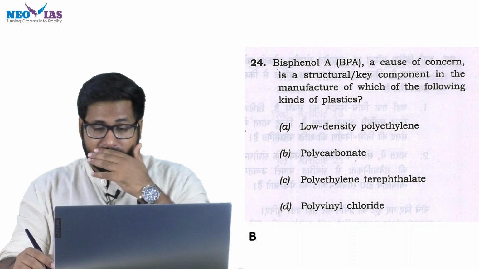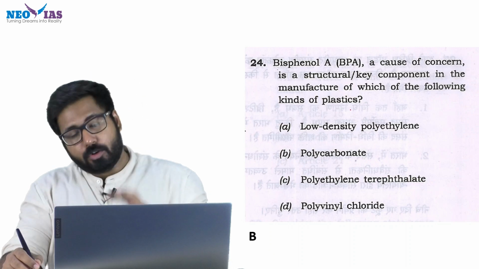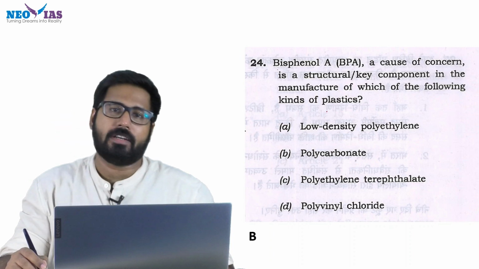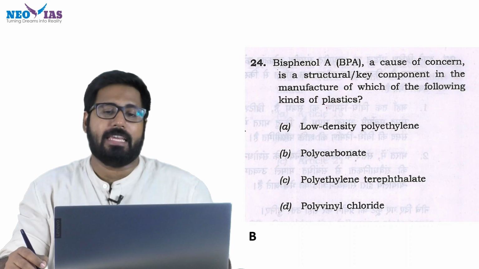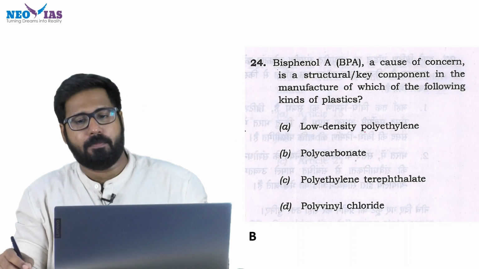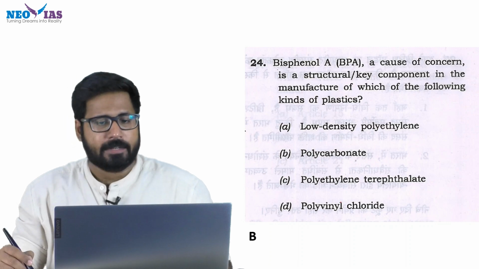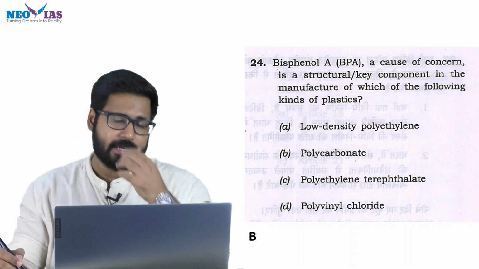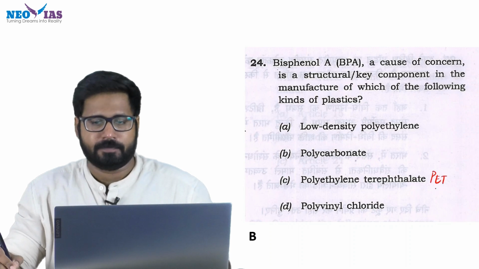So the questioner already is saying that we have 4 different kinds of plastic, and out of the 4 different kinds of plastic, which one has the most amount of BPA or bisphenol A? Here we have low density polyethylene, polycarbonate, polyethylene terephthalate and polyvinyl chloride, right? See, if you're looking at the third option, it is basically the PET bottles, right?